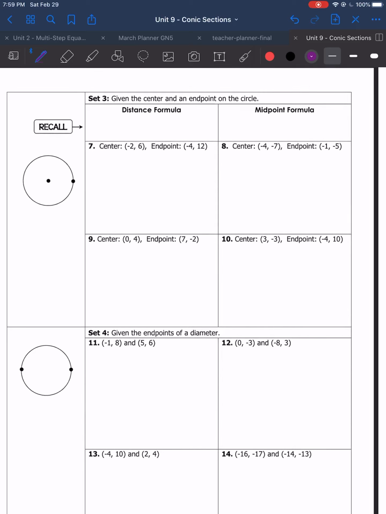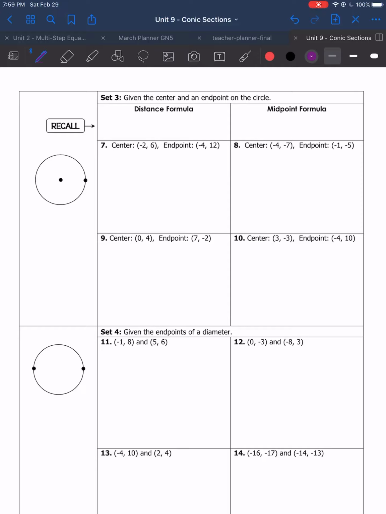And if I'm given a center and an endpoint, I'm going to have to use some information. If you remember from geometry, way back in the day, the distance is equal to the square root of (x2 minus x1) squared plus (y2 minus y1) squared. And your midpoint formula is (x1 plus x2) over 2, and then (y1 plus y2) over 2, and that'll give you an ordered pair. That'll give you the middle of two points.